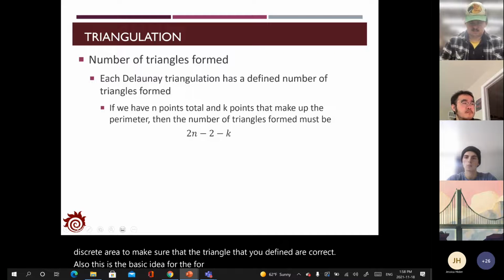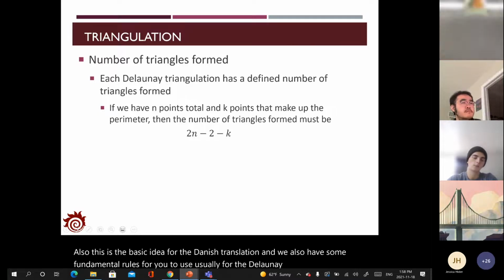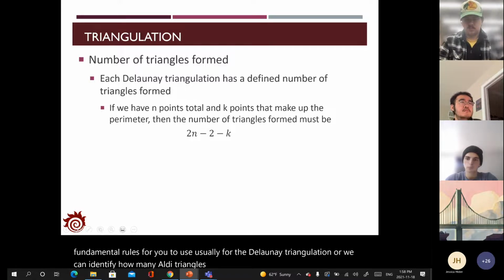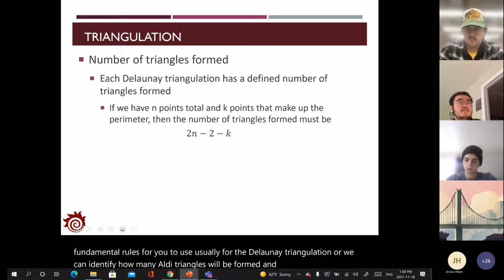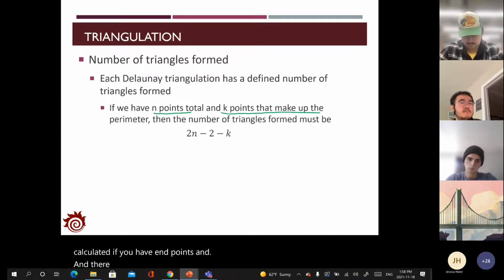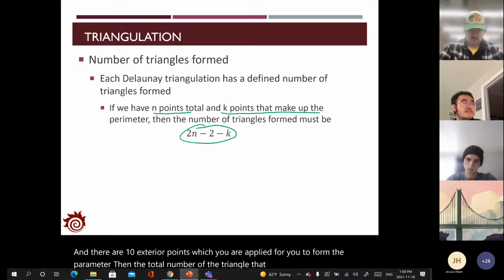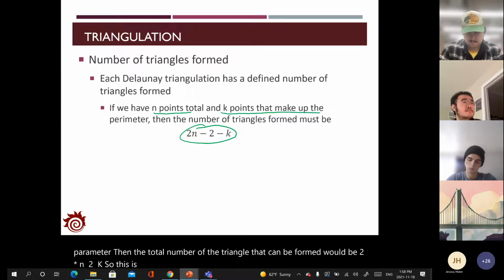So this is the basic idea of Delaunay's triangulation, and we also have some fundamental rules for you to use. Usually for the Delaunay triangulation, we can identify how many triangles will be formed, and it can be easily calculated. If you have n points, and there are k exterior points which form the perimeter, then the total number of triangles that can be formed would be 2 times n minus 2 minus k. So this is the number of triangles that can be formed based on the Delaunay's triangulation rule.